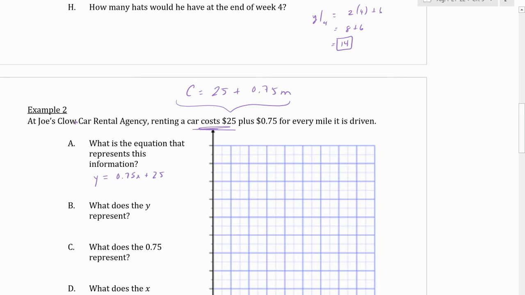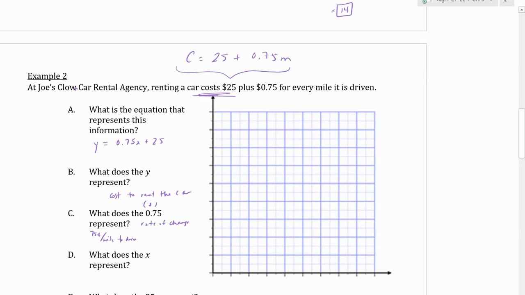So what does the y represent? Y would be the cost to rent the car in dollars. The 0.75 is the rate of change. It costs 75 cents per mile to drive. What does the x represent? It's the number of miles driven.